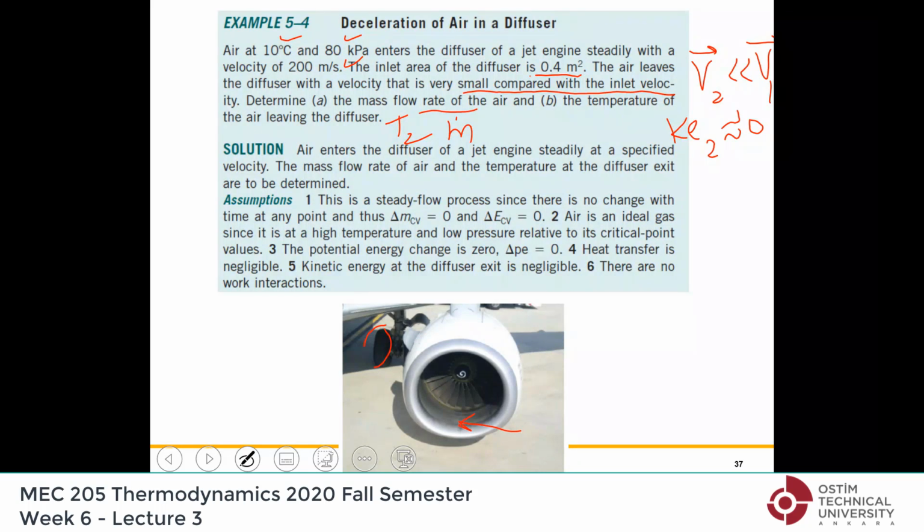So assumptions: we assume a steady flow process. And we can assume air is an ideal gas. We can always assume that, unless the pressure is several megapascals, like 10, 20, 100. And potential energy change, we can assume it is zero. There is no mention of elevation anyway. There is no mention of heat transfer, so we can assume heat transfer is negligible. And we can assume kinetic energy at the exit is negligible. And there are no work interactions, which is always the case there.